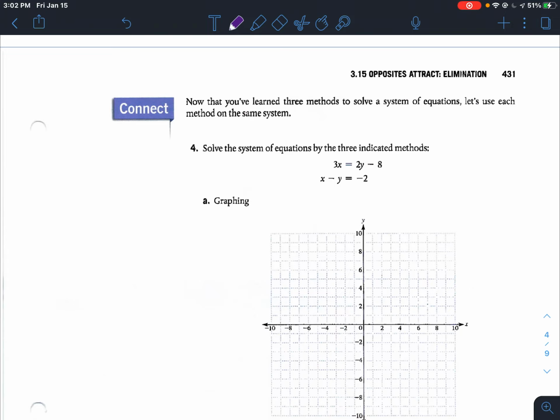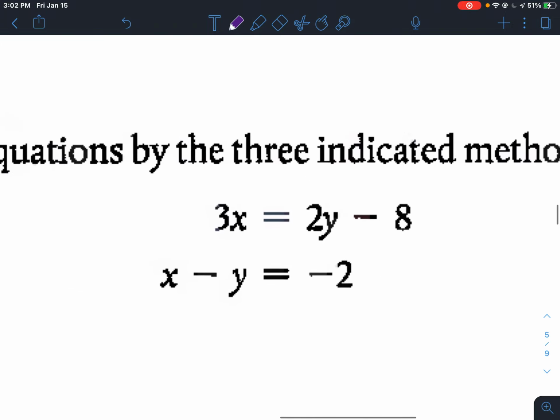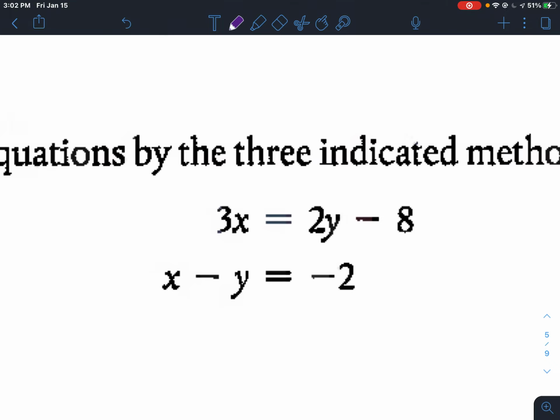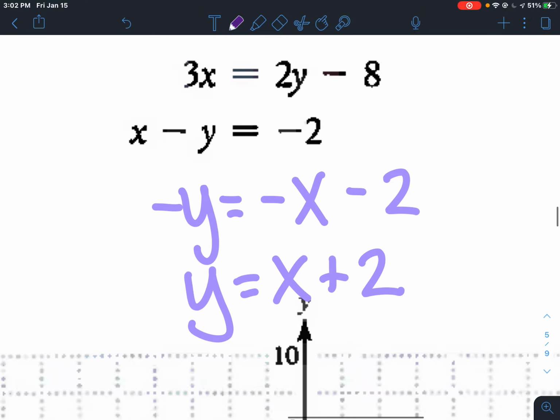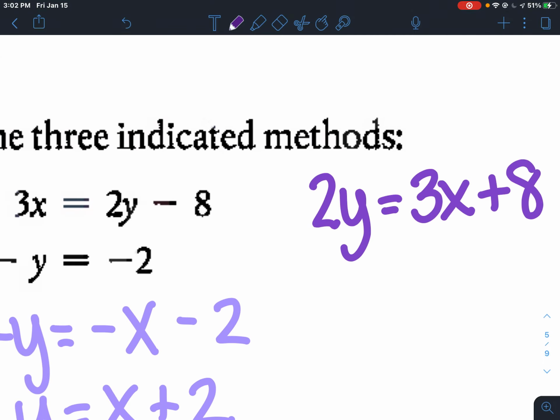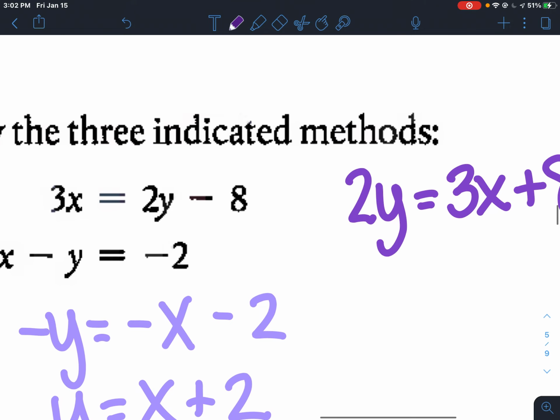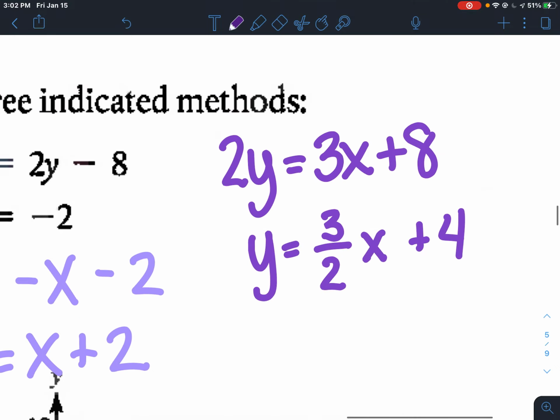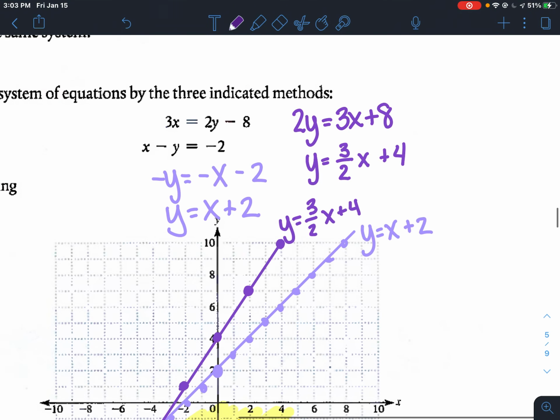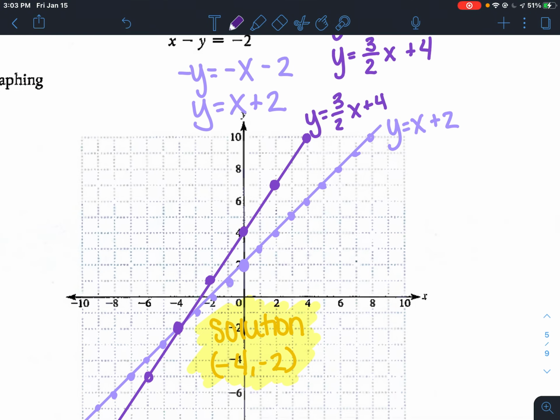So to graph, I need them both in slope-intercept form because that's just easier. So solve the bottom one for y. I subtract x from both sides and then divide everything by -1. So y equals x plus 2. And then the top one, I flipped it around and then added 8 to both sides. So hopefully you followed along there. And then divide everything by 2. There we go. I can graph both of those lines like that.